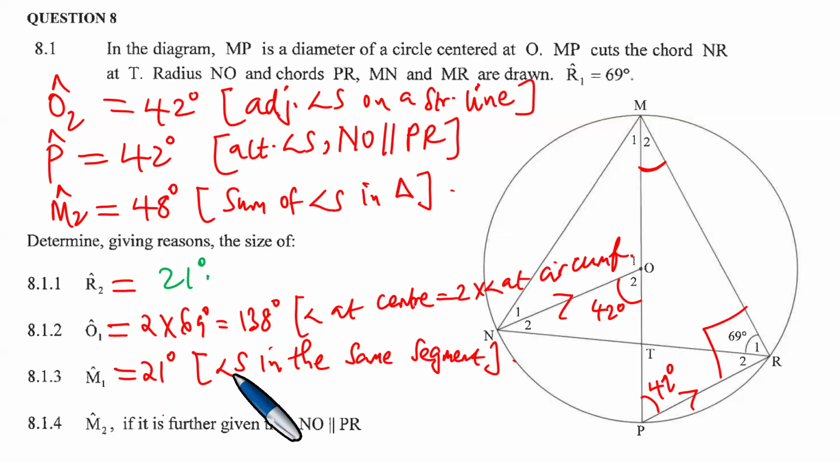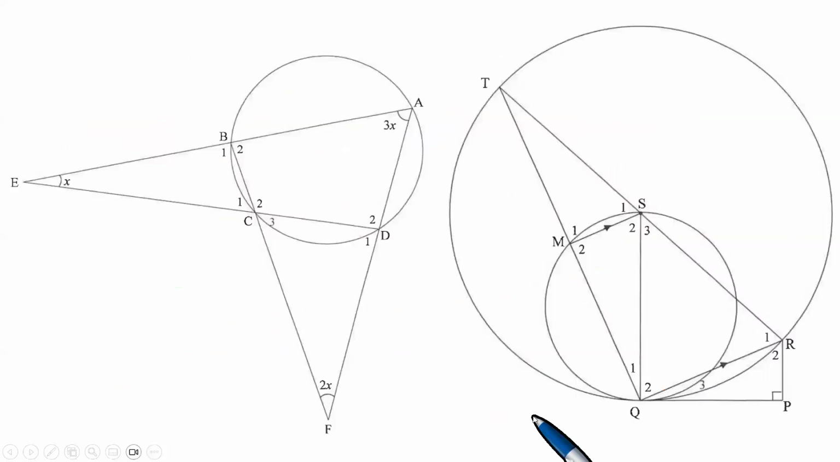So we found the size of the angle M2, and therefore the angle M2 is equal to 48 degrees. Okay, next question.